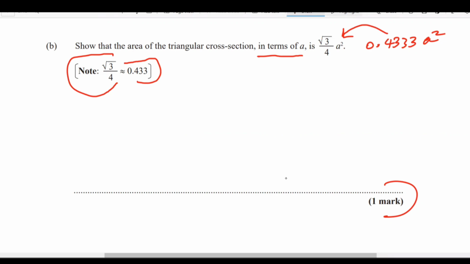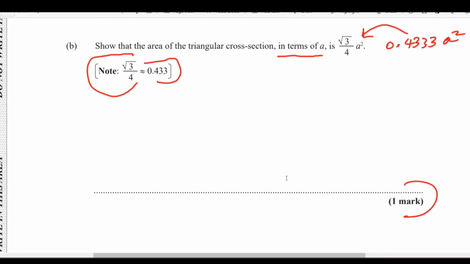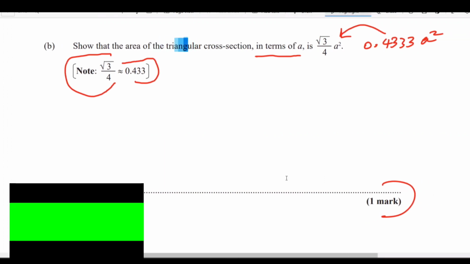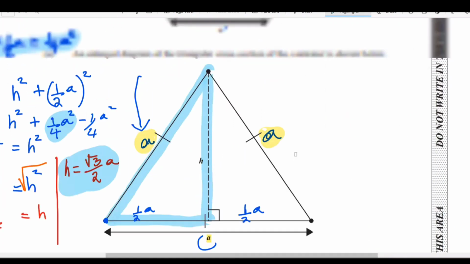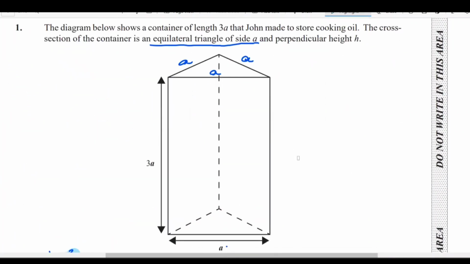Now, key things that we have to focus on here is show that the area of the triangular cross-section. So let's go back to the diagram. We're talking about that triangular cross-section. A cross-section is the uniform shape that exists throughout. So for example, here is the uniform shape that exists throughout that triangular thing. You would see it at one end, and it's like it walks itself along the diagram to the other end. All right, so that is the cross-section.